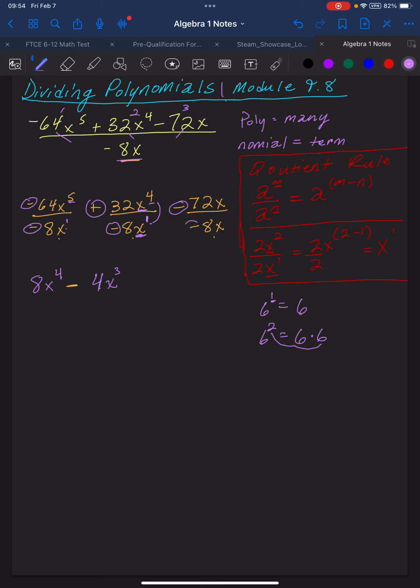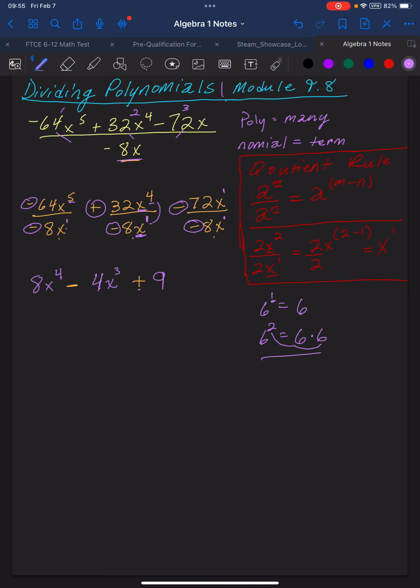A negative divided by a negative is a positive. So we already know I'm going to have a positive answer when I'm done. Okay, so negative 72 divided by negative 8 is positive 9. Now let's not get tripped up by this one. 1 minus 1. Remember, this is x raised to the power 1 divided by x to the power 1. So we're going to have 1 minus 1. 1 minus 1 is 0.